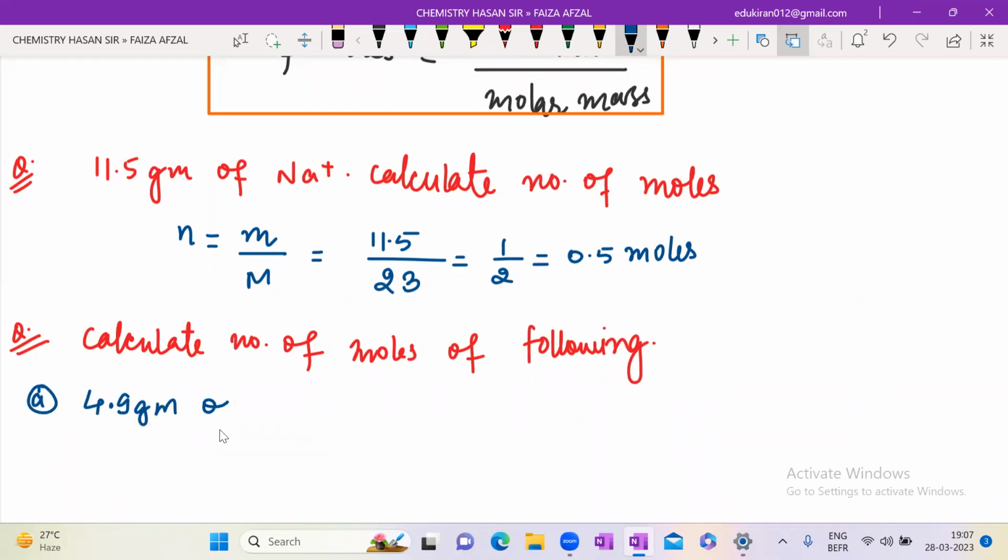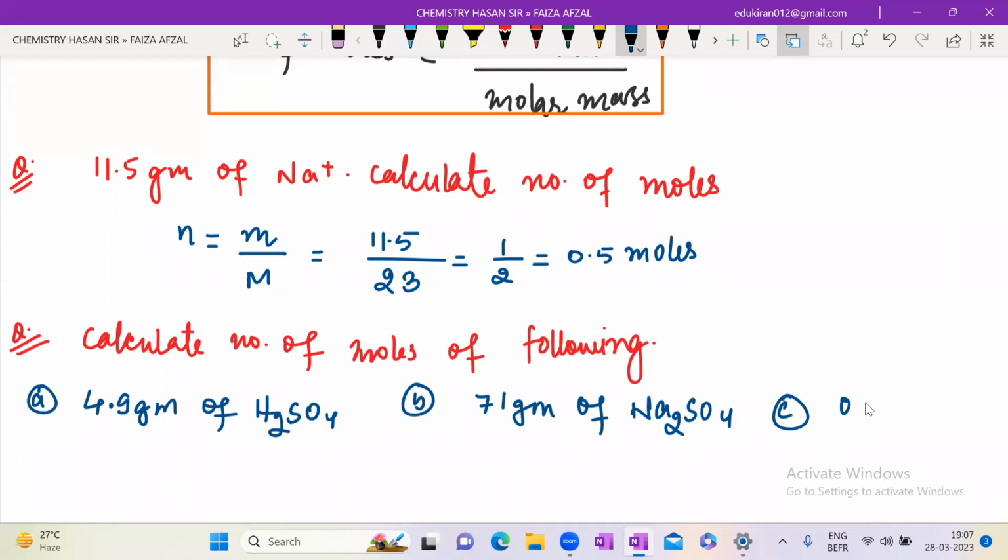4.9 gram of H2SO4, 71 gram of Na2SO4, 0.84 gram of NaHCO3.